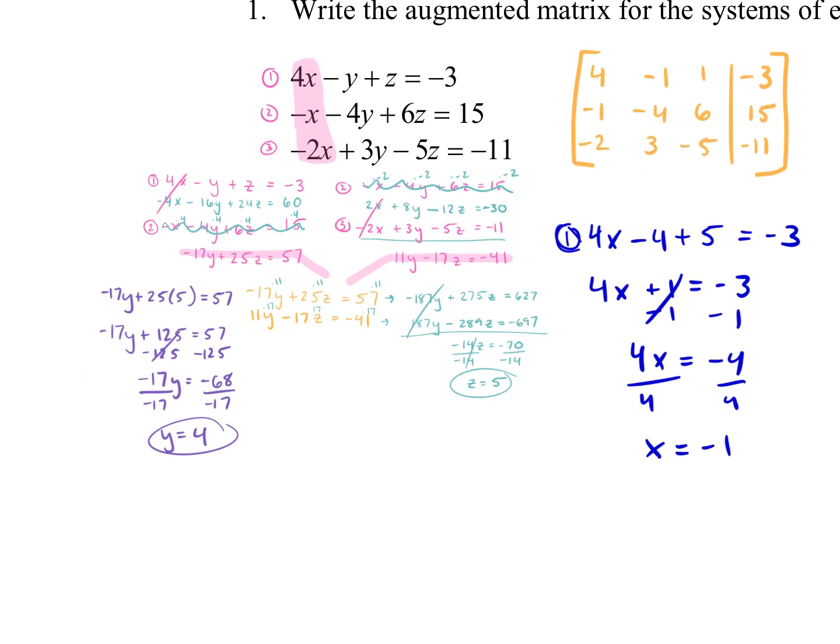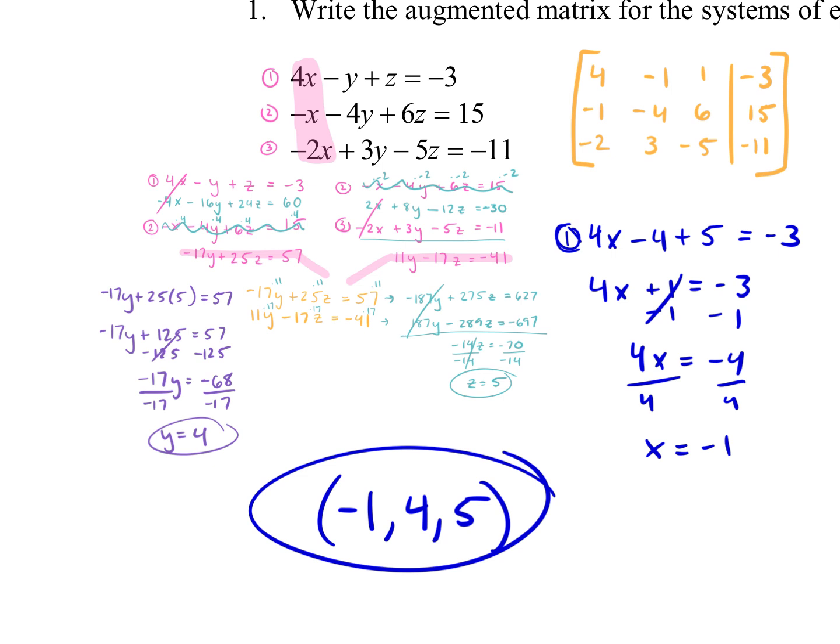How would we write our answer? As an ordered triple, what would come first? Negative 1, 4, and then 5. So x, y, then z. Don't forget to write your answer as an ordered triple. People forgot on the quiz and lost points.